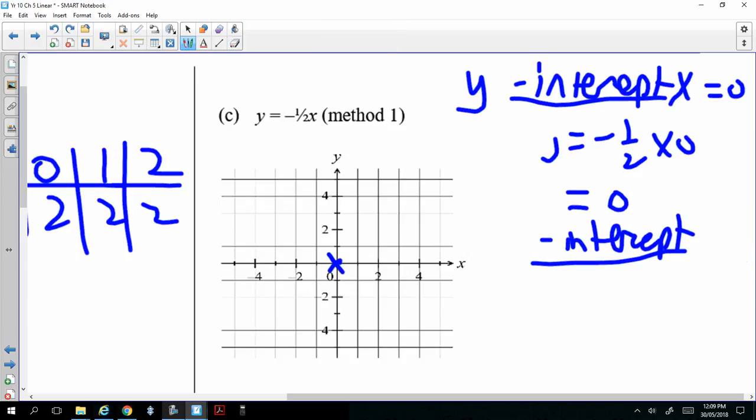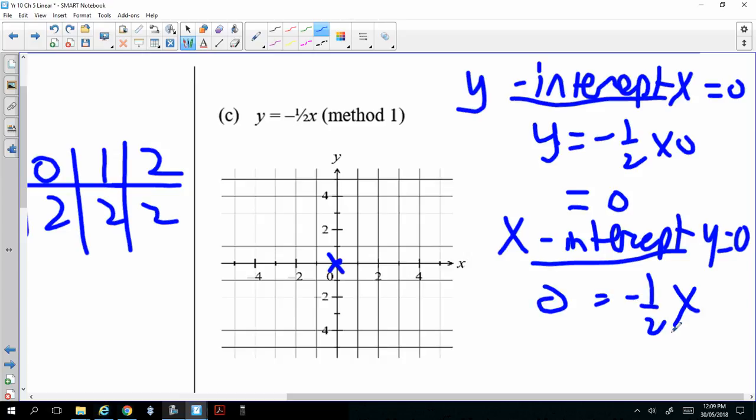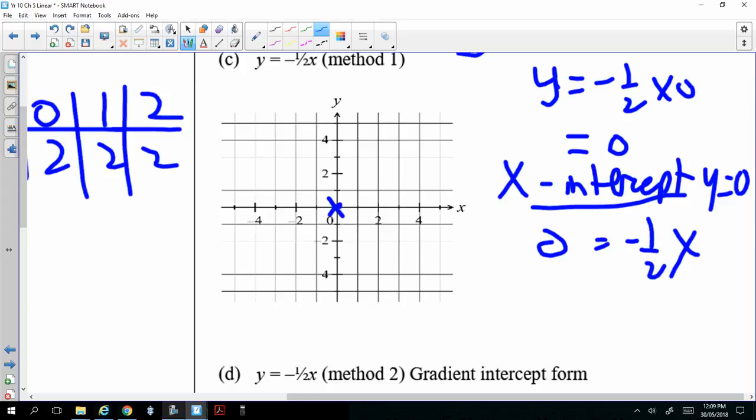So when you put y equal to 0, you get 0 equal to negative half x. And then you times both sides by 2. But anything times by 0 is 0. So you get 0 equal to negative x, x equal to 0, which is also the same point.